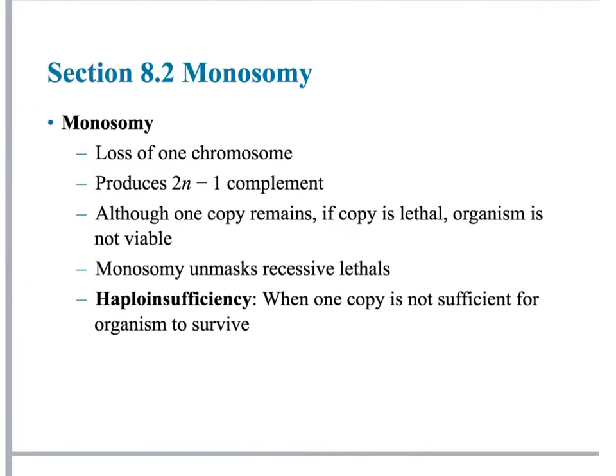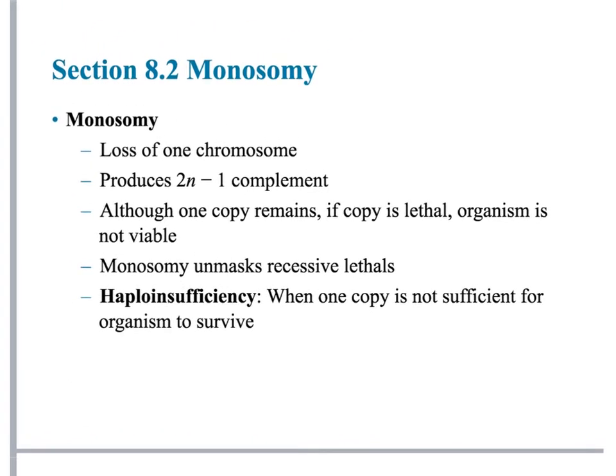Monosomy would be a loss of a chromosome, so you produce 2n minus 1, and although one copy remains, it would be a lethal copy and the organism's not viable. So monosomy unmasks recessive lethals. If you have a recessive disorder that's lethal or deadly, that's often why the organism is not viable or doesn't go full term.